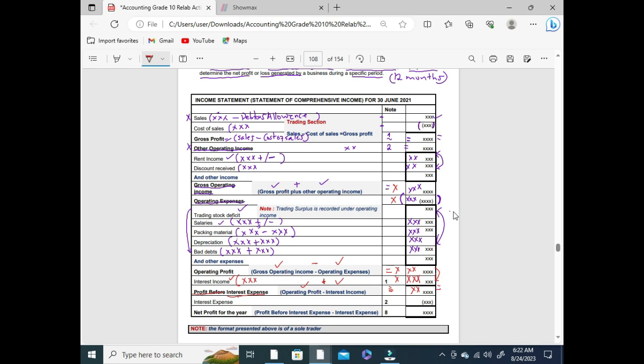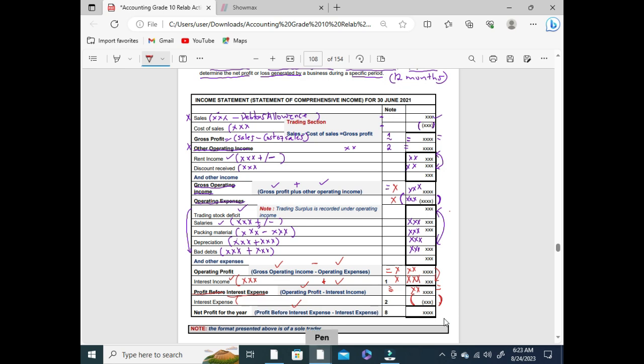And then, guys, we are going to have interest expense such as interest on loan. It's payable, then it's an outflow of money in the business, and then it must be shown in brackets, because the money is going out of the business. And then at the end, we have net profit for the year. How do we find net profit for the year? We are going to take profit before interest expense, which is this one, subtract our interest expense, then we have our net profit at the end of our financial year.